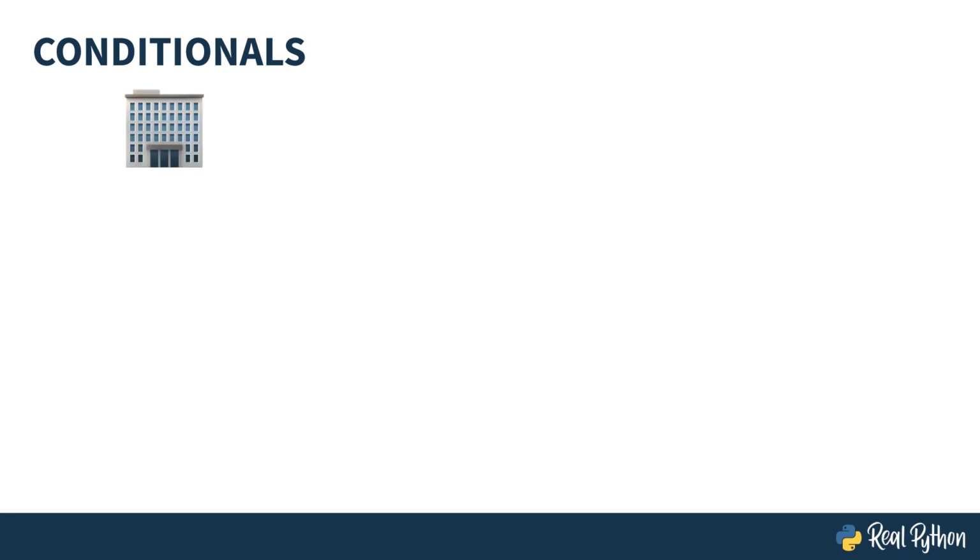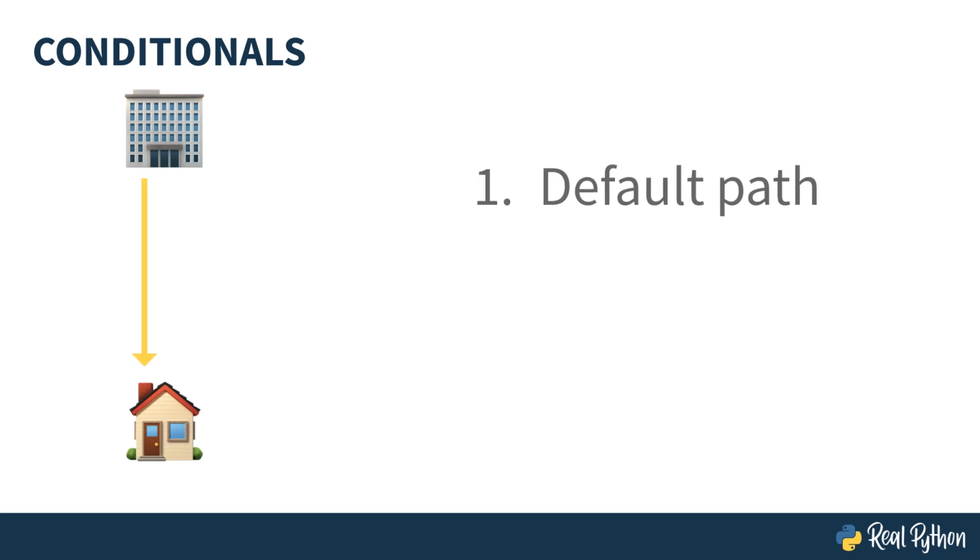Imagine I go to work every day and I work in this office. At the end of a long day, I'm looking forward to going home. So this is my house, and what I would prefer to do, since it's been a long day and I'm quite tired, is to go straight home. We can call this my default path. And unless something gets in the way, this is what I would prefer to do.